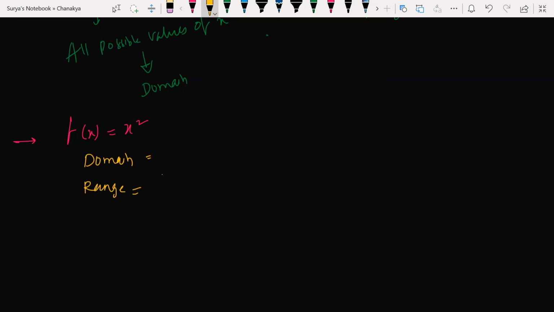Domain can be all possible values of x. You can substitute any value of x here. So the domain is R, all real numbers. You can simply say minus infinity to plus infinity. So minus infinity to plus infinity is my domain. Range is nothing but what, beta? Is the range also any number? Am I correct? No, we cannot get any number. What is the range here? Look, it is 0 to infinity.